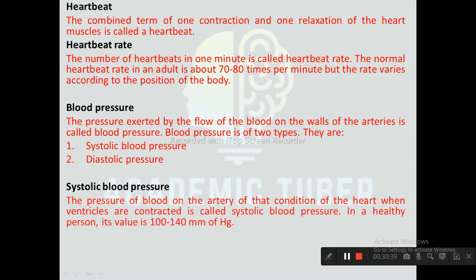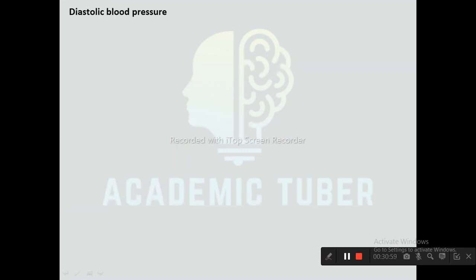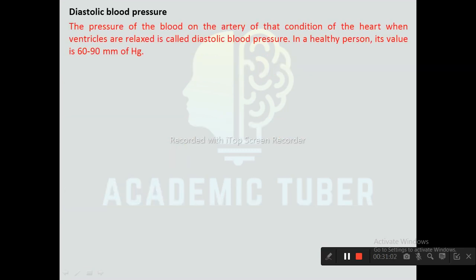Systolic blood pressure. The pressure of the blood on the artery of that condition of the heart when the ventricles are contracted is called systolic blood pressure. In a healthy person, its value ranges from 100 to 140 mm of Hg, millimeter of mercury. Diastolic blood pressure, the pressure of the blood on the artery of that condition of the heart when the ventricles are relaxed is called diastolic blood pressure. In a healthy person, its value ranges from 60 to 90 millimeter of mercury.